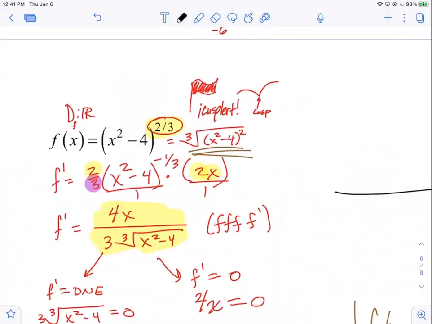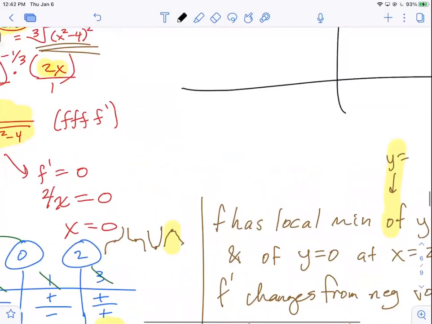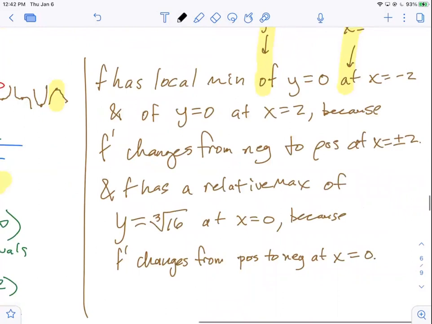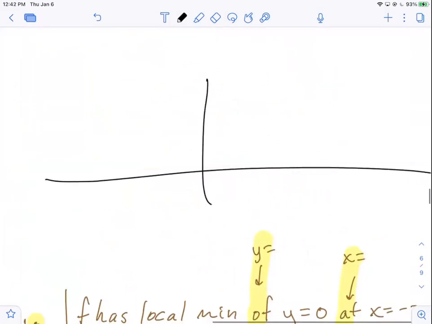What about the domain? The domain's all real numbers, right? So we actually have points that we can plot. We have the points 2, 0 and negative 2, 0. Let's plot those. Negative 2, 0, positive 2, 0. Move that over a little bit. Try to make it the same, right? And then we have this other point 0, comma, cube root of 16.